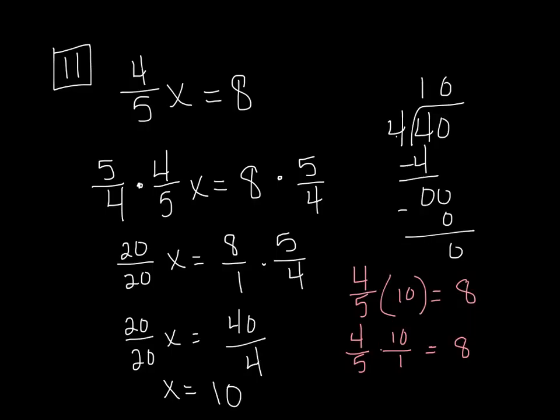4 times 10 is 40. 5 times 1 is 5. What's 40 divided by 5? It is 8. So this checks and this checks, and we are correct.